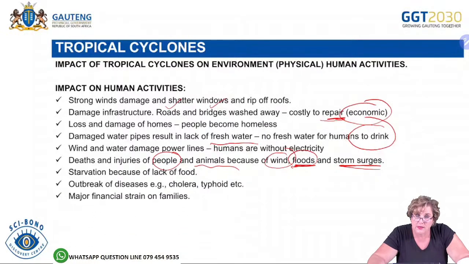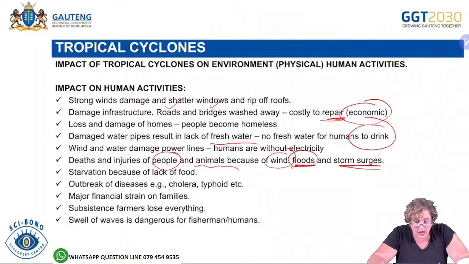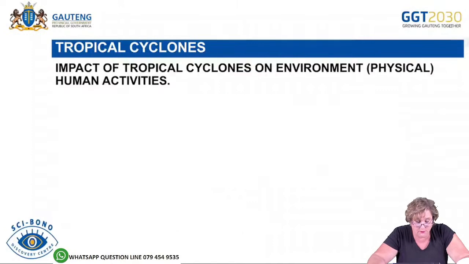This will put huge financial strain on families, as some of them will have to rebuild everything. They will have to rebuild the house. They will have to buy furniture again. And that's going to cause a lot of financial strain. A subsistence farmer that farms for himself and his family might lose everything. And then he's also without any food, which will lead to starvation. If we have fishermen catching fish, the swell of those waves are very dangerous. And if they were there on the coastline, there's the possibility of drowning.